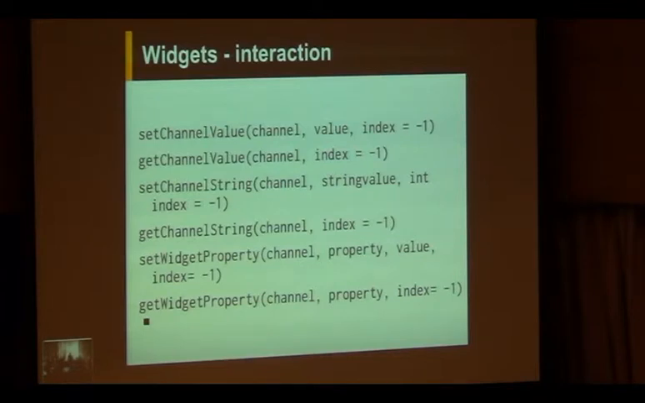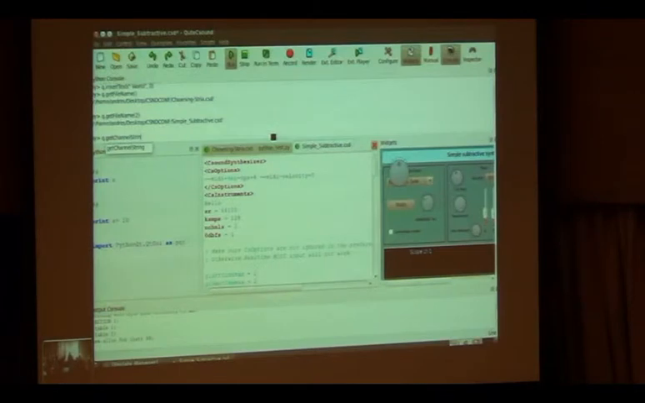So let me show you how you can do that. Let's come here, and let's see this one. For example, this particular widget has channel frec. So if I do get channel value, just keep the name, I'll get the current value of that one, and I can also do set.